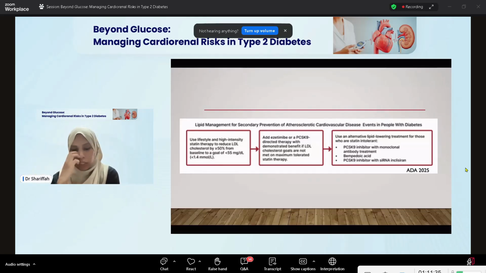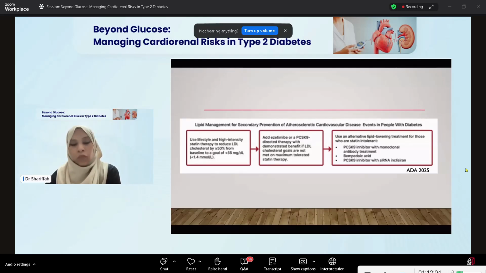But it has to be shared decision making, because like Prof. Anis mentioned as well, 1.4 is very difficult to achieve in some patients. I completely agree and echo that sentiment. Sometimes even reaching 2.6 is something some patients would say is very unreasonable, so what more 1.4? So it has to be a balance. We have to inform the patients, and then we discuss together.